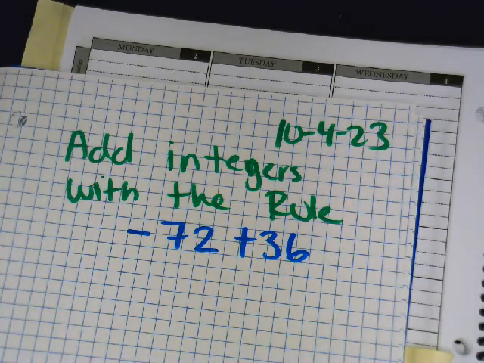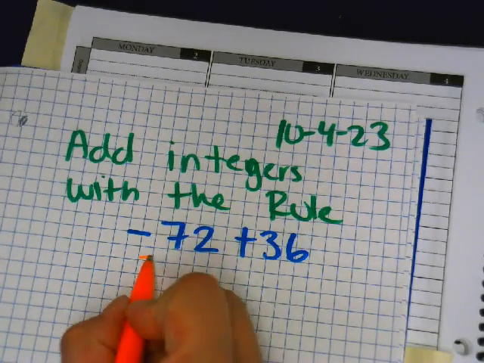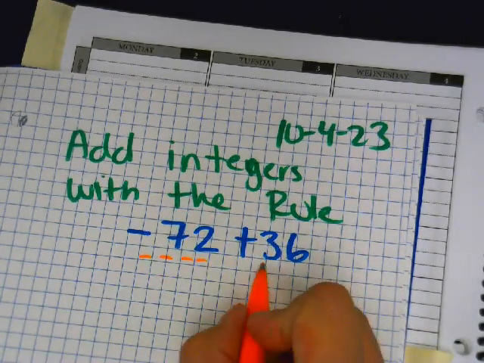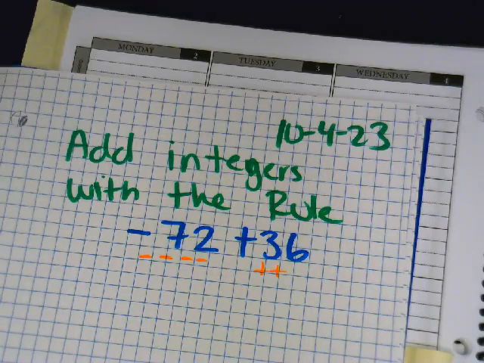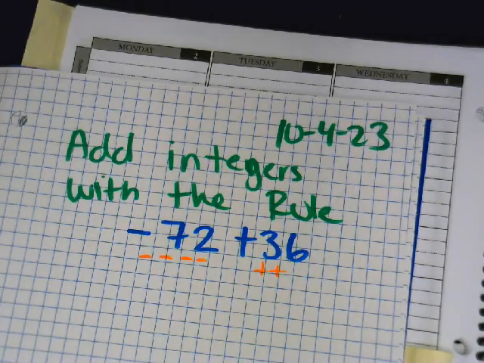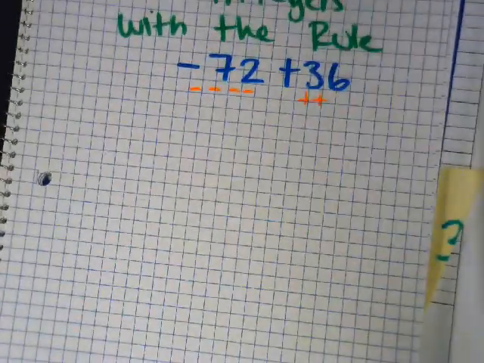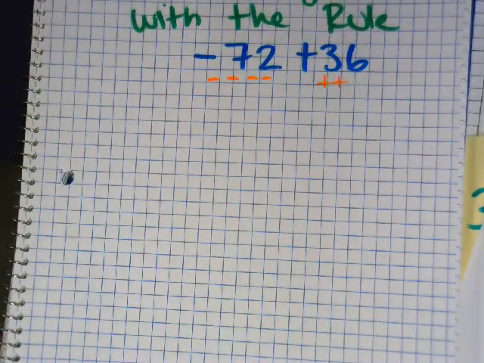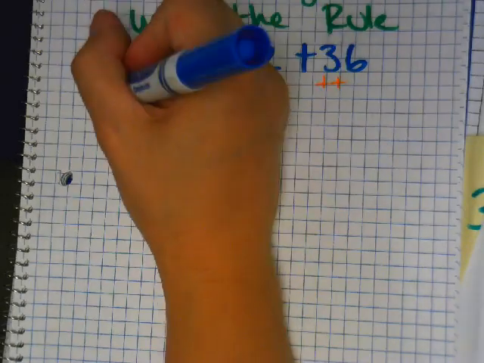Are you going to sit there and draw negative 72 tiles and 36 positive tiles? No, right? It's going to take too long. There has to be a better way. And there is a better way, a more efficient way. Is it negative 36? So, you're going to get 2 rules.